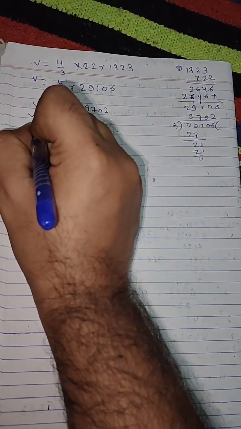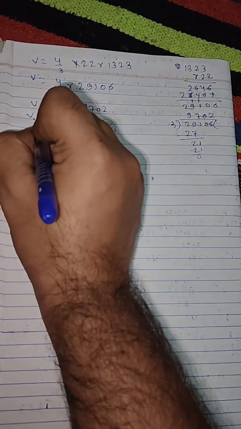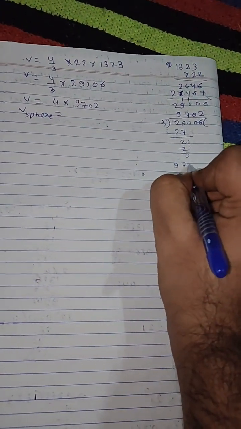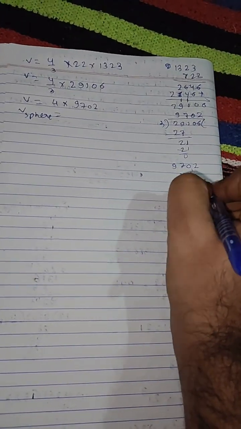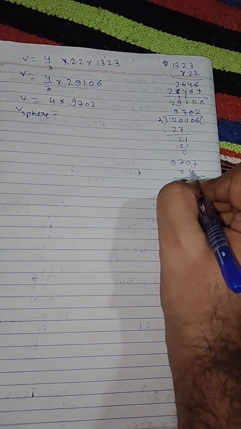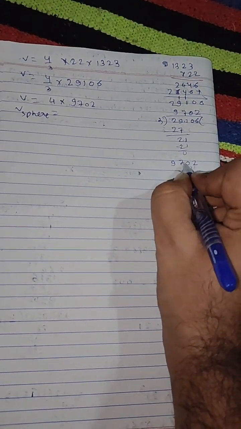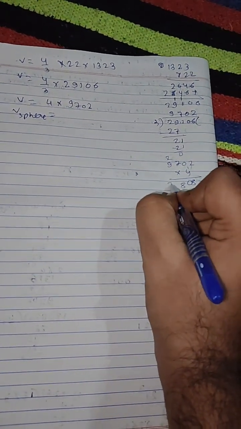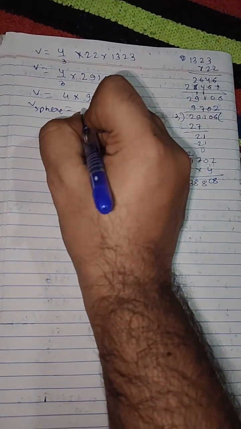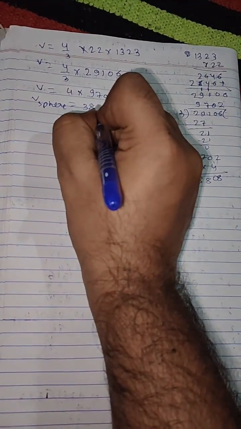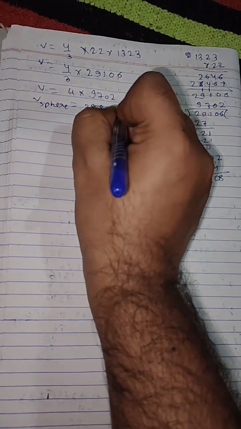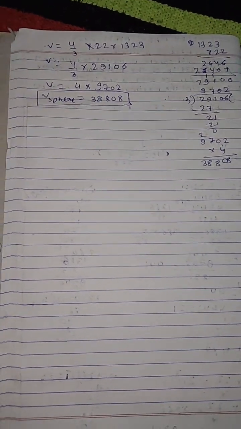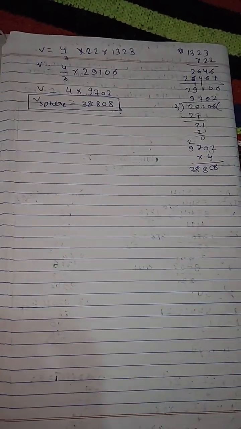So volume of sphere is 9702 into 4. 2 into 4 is 8, 4 7s are 28, 4 and 36, 38808. So volume of sphere is 38808. So now we have found the radius of the sphere and volume of the sphere also.